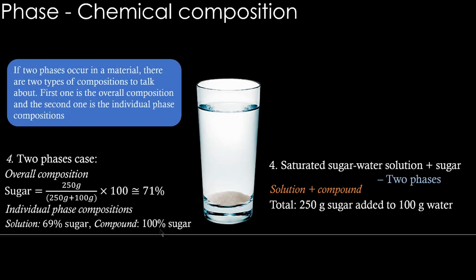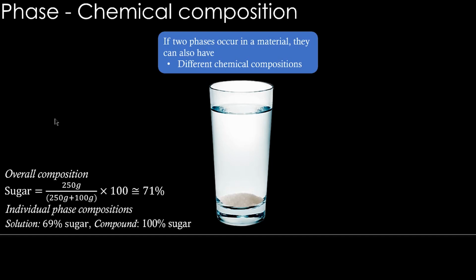So when we have two phases in a material, there are two types of compositions to talk about. The first one is the overall composition. Sometimes this overall composition is also called the average composition. I will be using the words overall composition and say this is the composition of the entire vessel. And the second one is the individual phase compositions. So these are two different compositions expressed for a two-phase material. If two phases occur in a material, they can also have different compositions. Here we see the saturated solution has a composition which is different from the precipitated sugar.